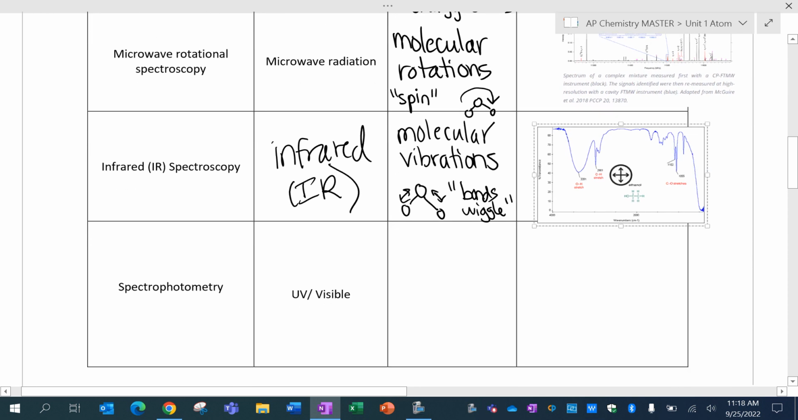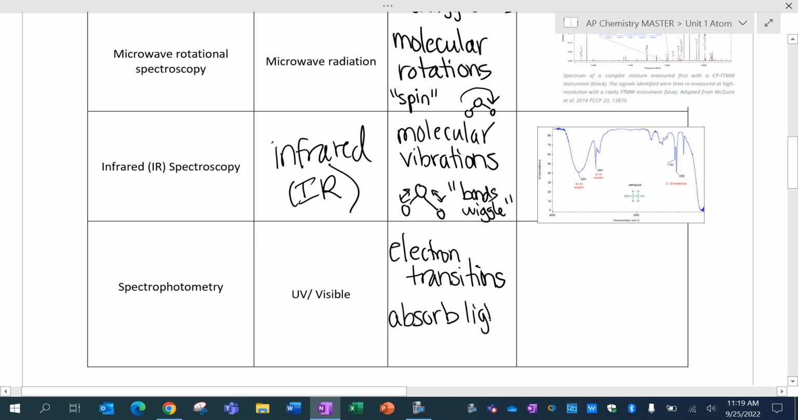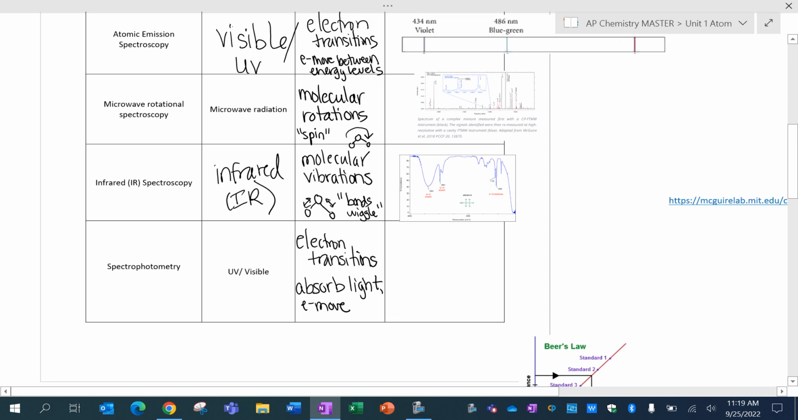All right, then spectrophotometry, that also involves the UV visible range. So this also involves some electron transitions. And what we'll observe here is that we shine some light at a sample, some UV or visible light, and it's going to absorb the light, and that's going to cause the electrons to move. And what we'll find is different samples absorb different wavelengths of light depending upon the structure of the atom.